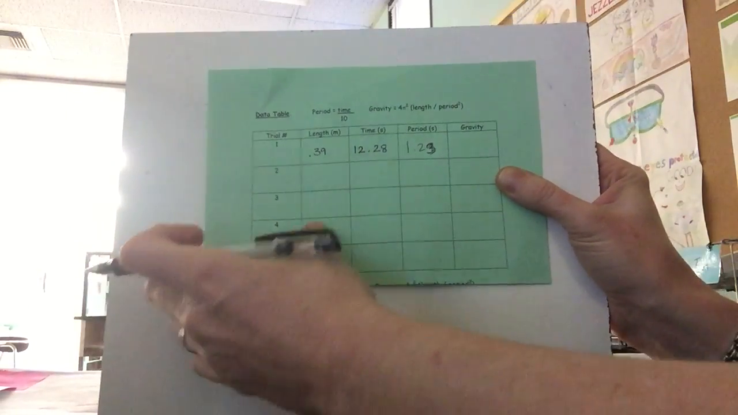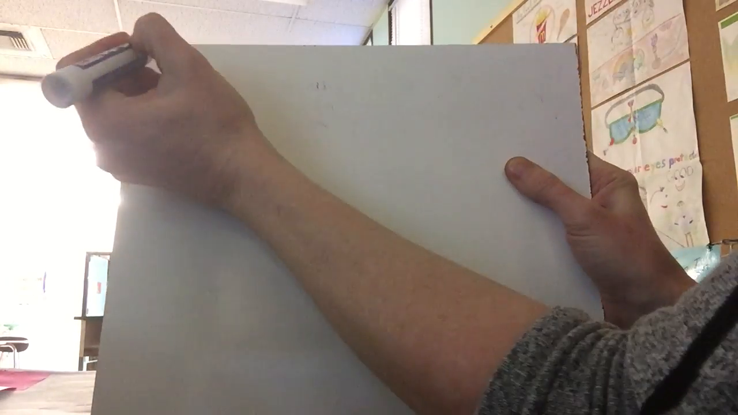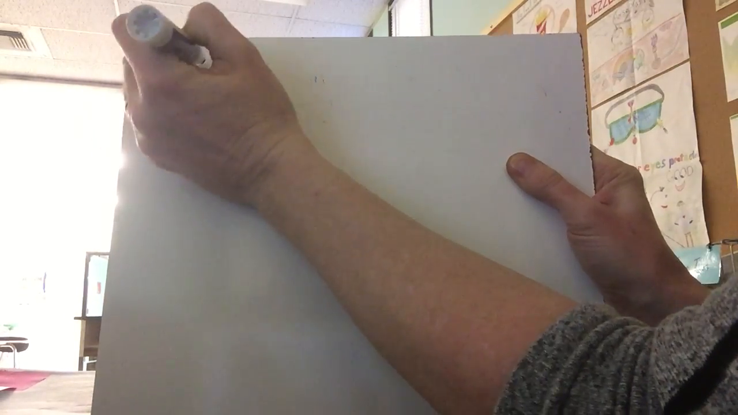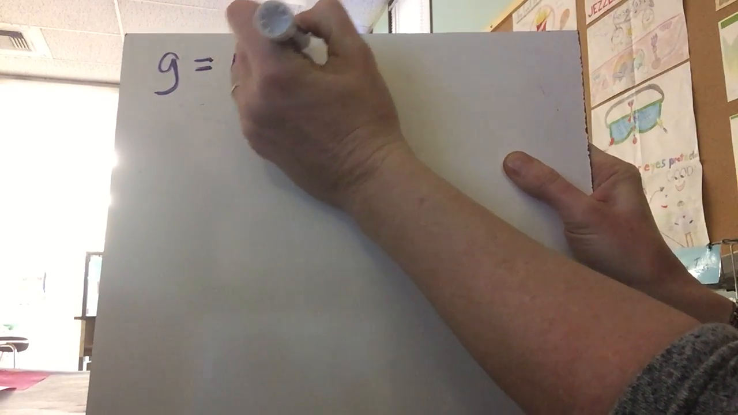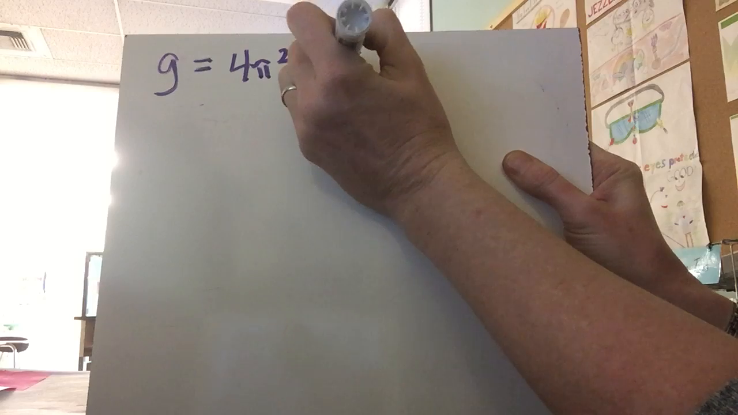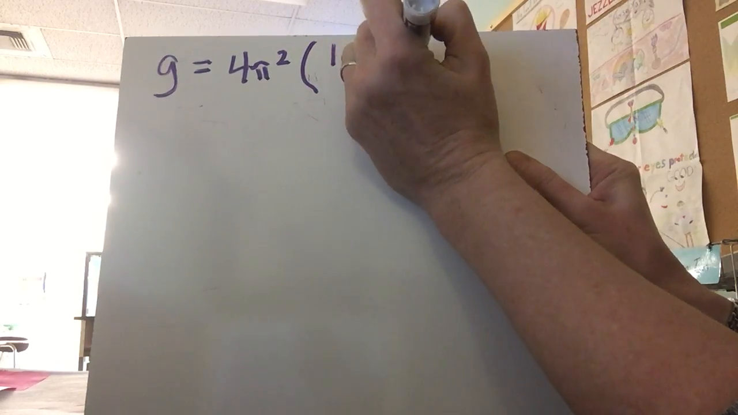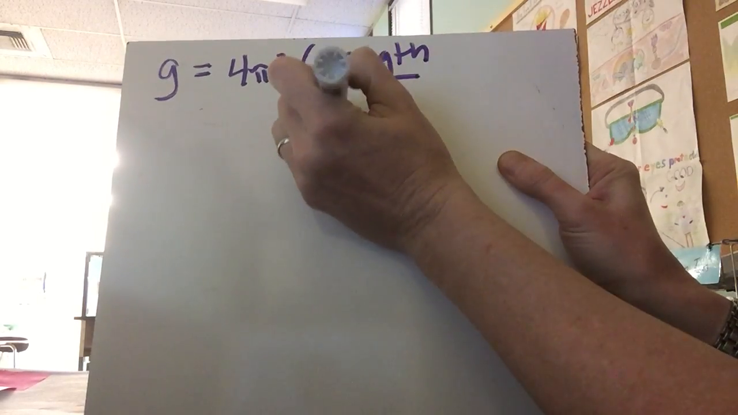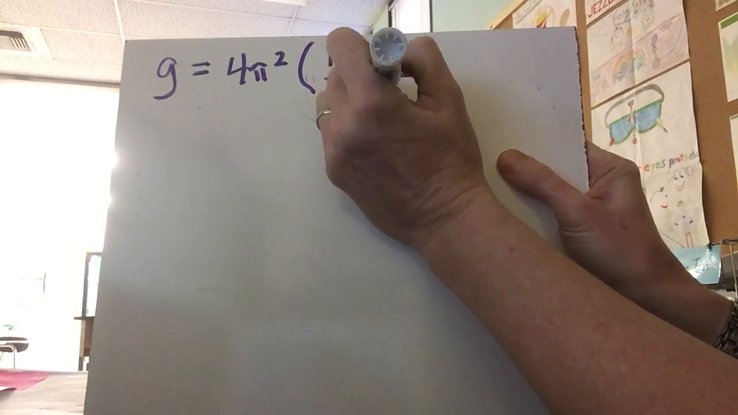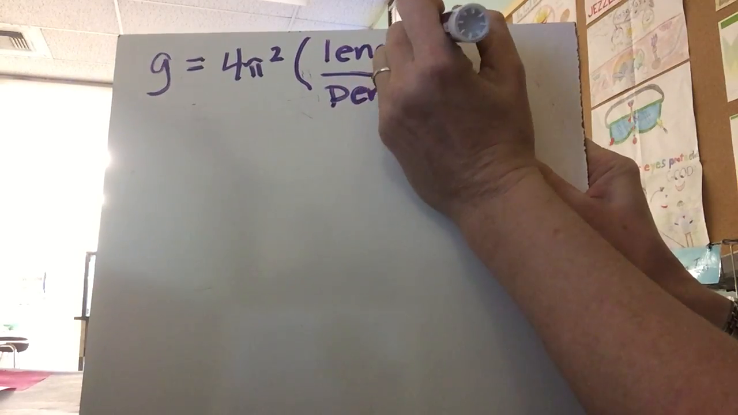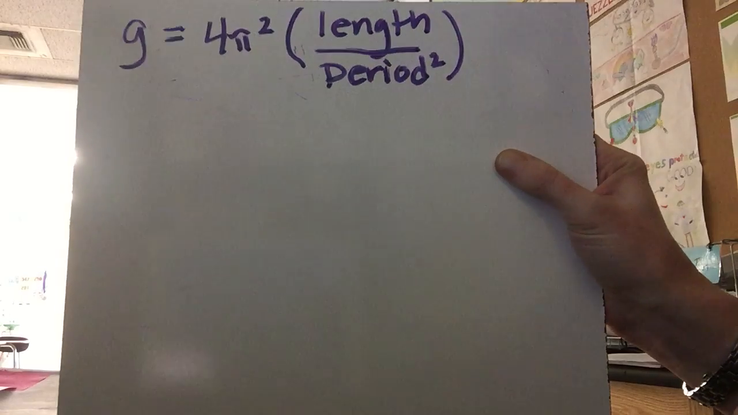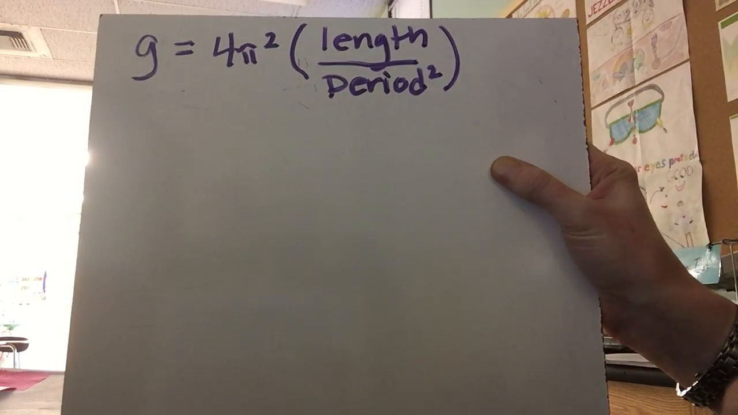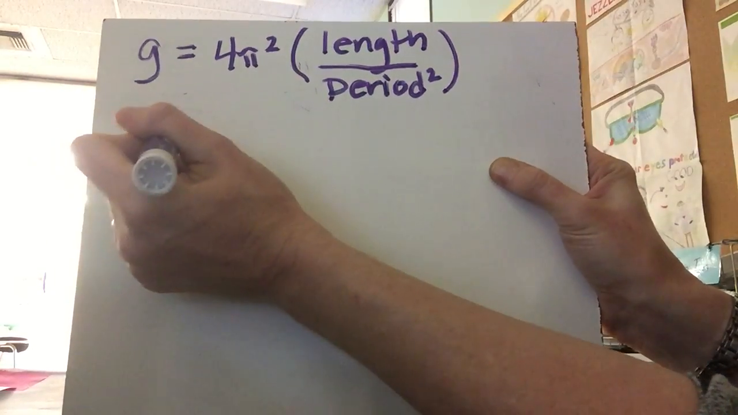Now I'm going to use that piece of information to calculate the acceleration due to gravity. I'm going to try to do this on the whiteboard here, so I think that's going to be the easiest way. The formula for gravity is 4 pi squared times the length of the pendulum divided by the period, 1 period, squared. I usually like to start when I do a math problem by just filling in the stuff I know.